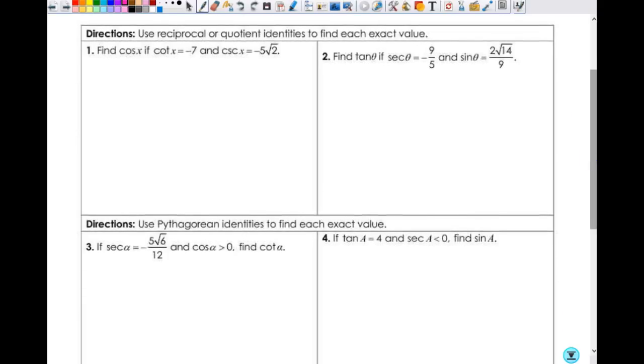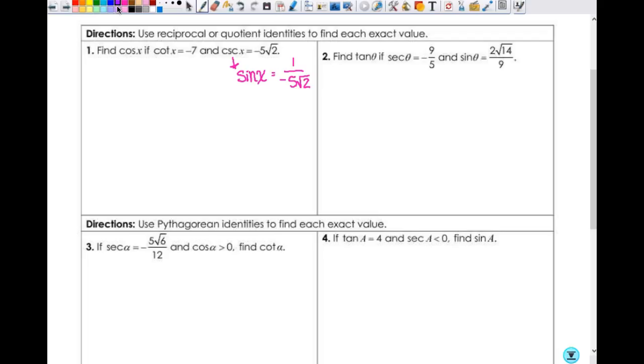So the directions are important on this first part because it's telling you how to solve it specifically. It says use the reciprocal or quotient identities to find each value. All right, so I've got cotangent and cosecant. So I know that cosecant is 1 over sine. So the sine of x is equal to 1 over negative 5 times the square root of 2. I can rationalize that now or I can rationalize it later. I think I'm just going to wait.